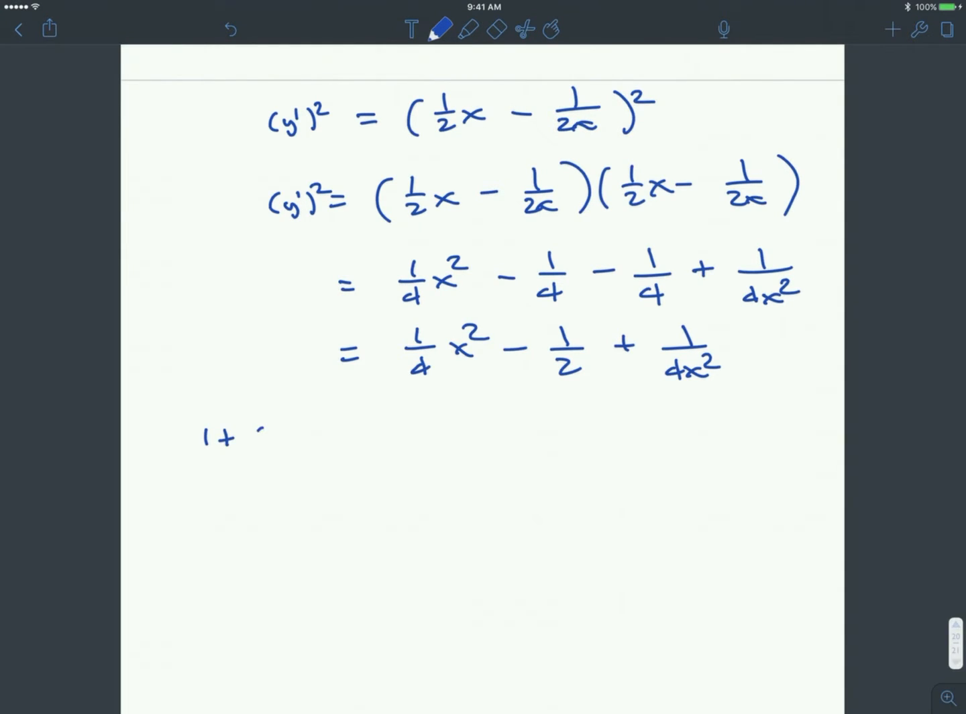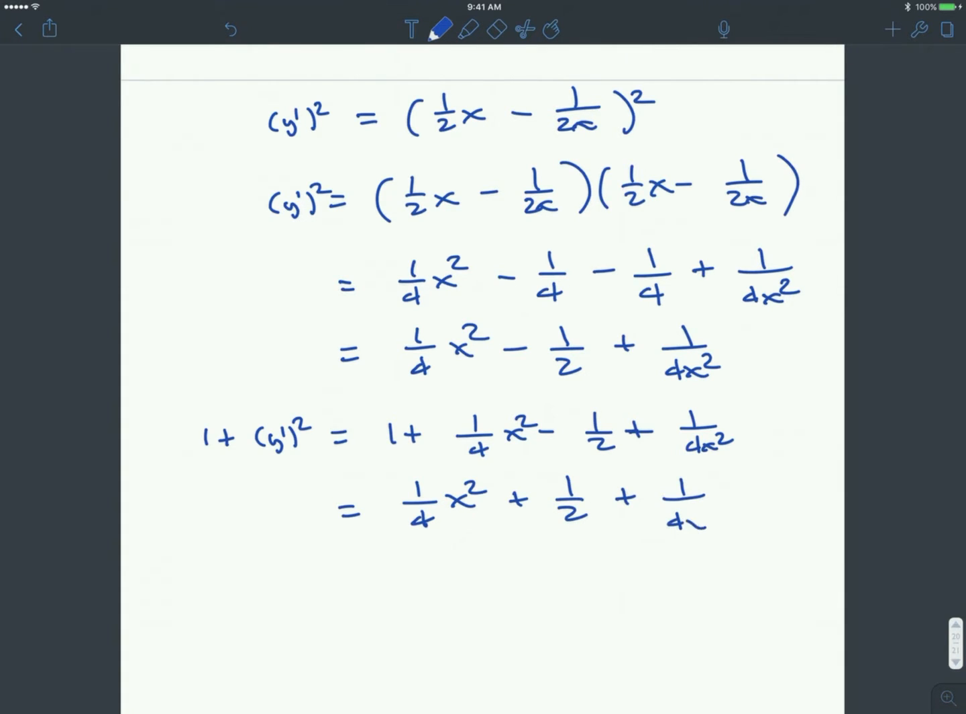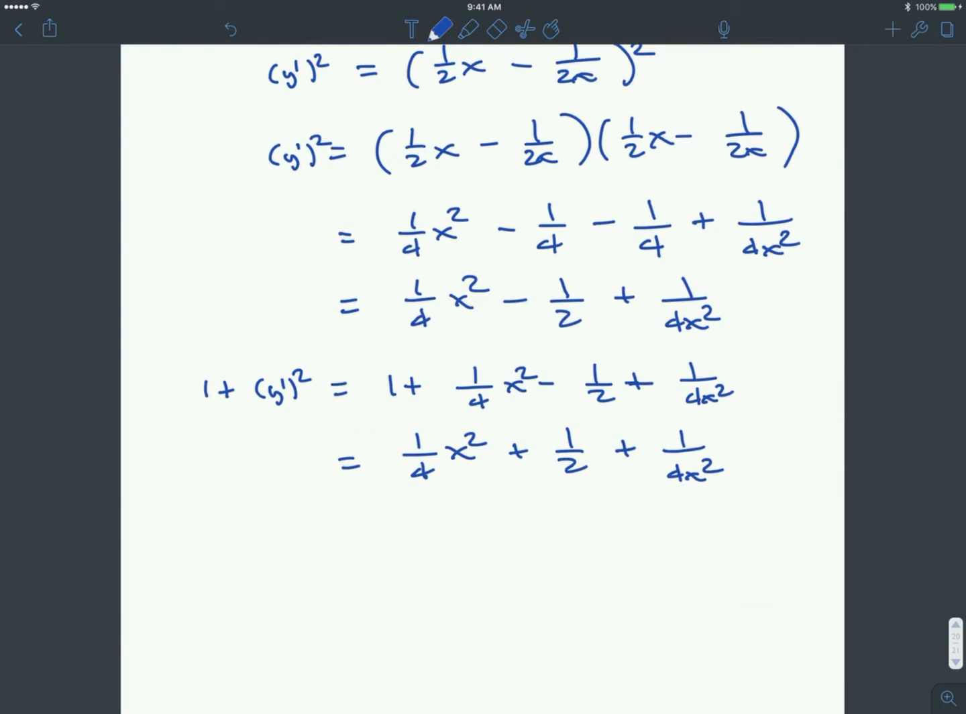Now remember the effect of adding 1 to this. We've seen this before, and we're going to notice the symmetry here. We get 1/4 x squared plus 1/2 plus 1 over 4x squared. So here's what's going on. This is now a plus, where before if we just squared this, this was a minus here. So 1 plus the derivative squared is really (1/2 x plus 1 over 2x) squared, a perfect square trinomial.